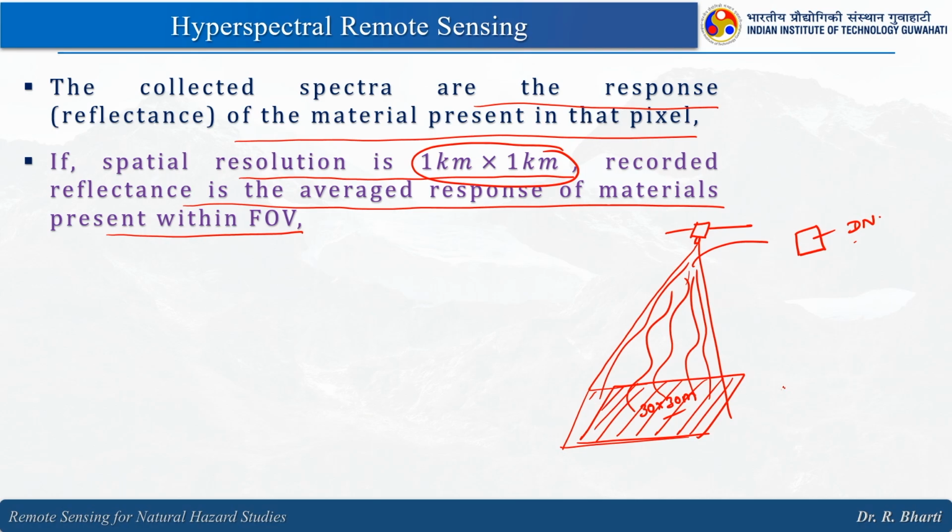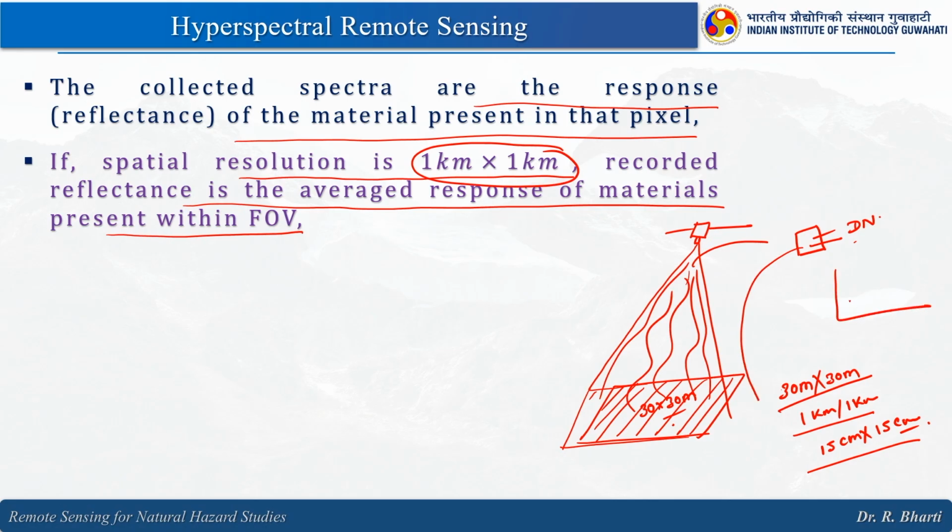So, you have 30 meter by 30 meter, 1 kilometer by 1 kilometer, or 15 centimeter by 15 centimeter, and you will have that much area covered at the ground level. If I am getting only one single value, we should have a smaller pixel size, because we are going to use this spectral information to identify the material.